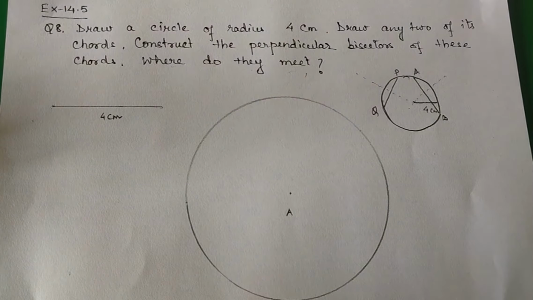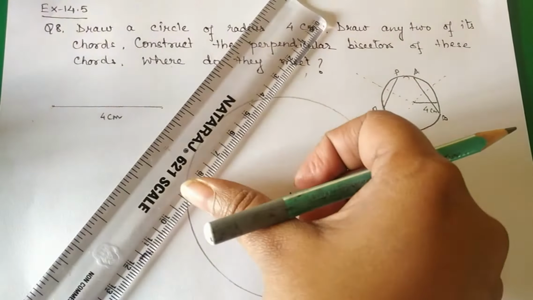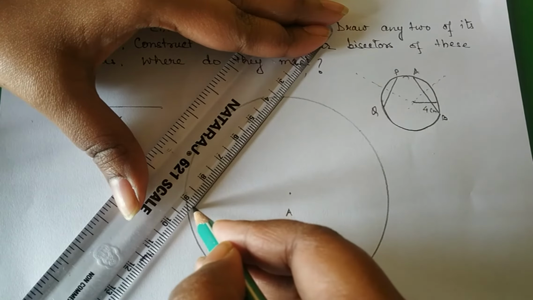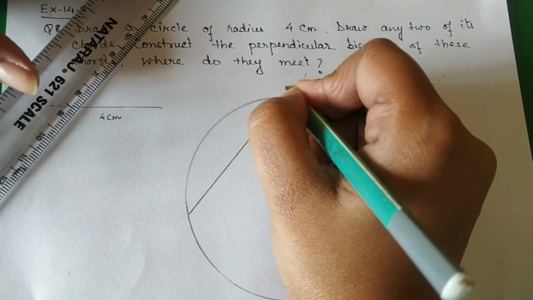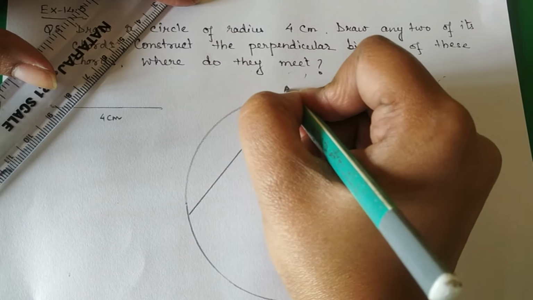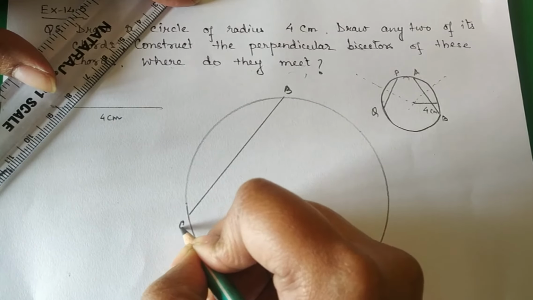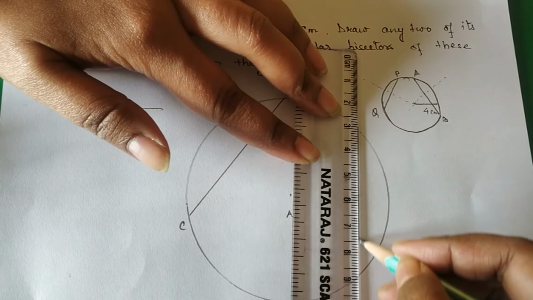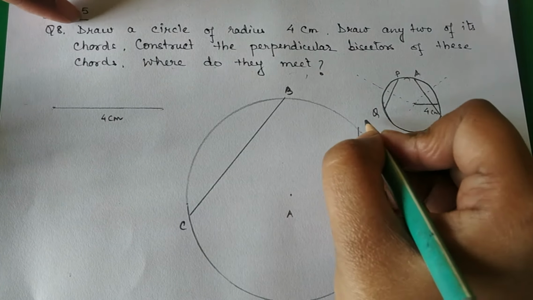Now draw any two of its chords. So we will draw 2 chords. You can draw the chords in any direction. So we are drawing like this. So this is BC, and say this is PQ.